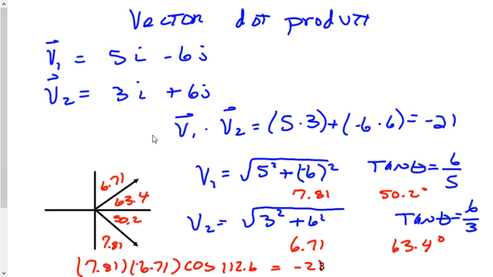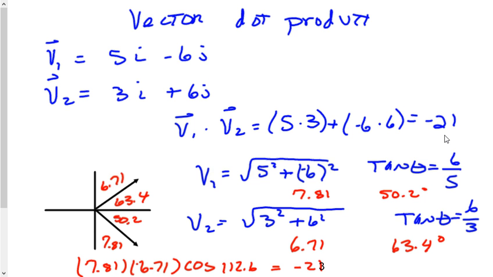There's two ways of doing this. The vector dot product is going to equal the two x values, or the two i values, multiplied by each other, plus the two y or j values multiplied by each other. So 5 times 3 plus negative 6 times 6, that of course equals negative 21.